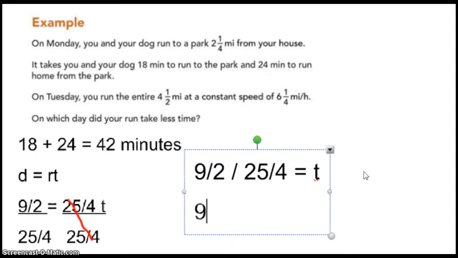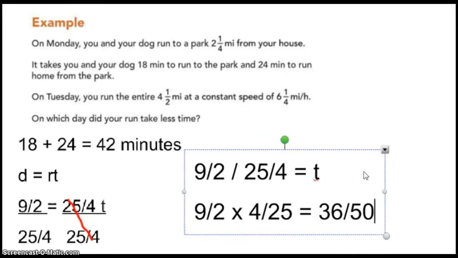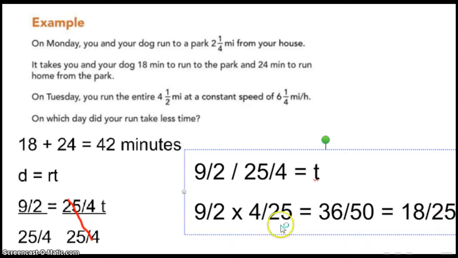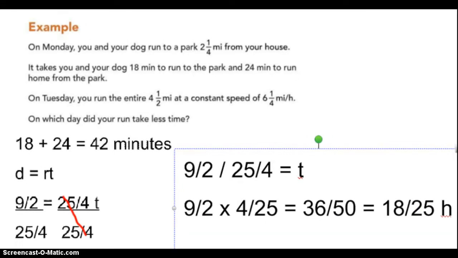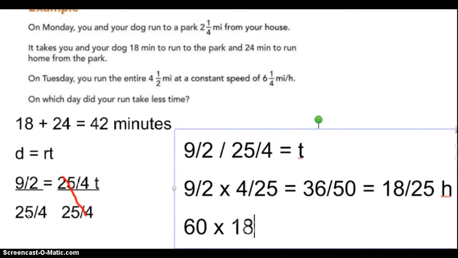So we have this complex fraction, 9/2 over 25/4 equals t. We're going to flip and multiply, so 9/2 times 4/25, and that will give us 36/50. We can simplify that by dividing both sides by 2, 18/25. That's the number of hours, so 18/25 of an hour. So now we just need to figure out how many minutes that would be. If we take 60, which is the number of minutes in an hour, and then we multiply that by 18/25, that will tell us the exact number of minutes.